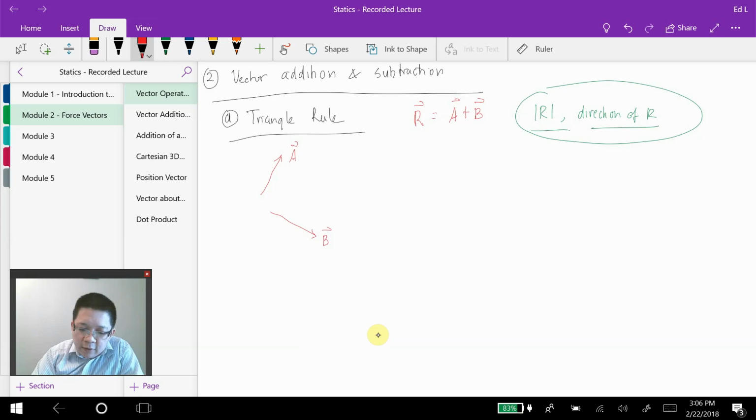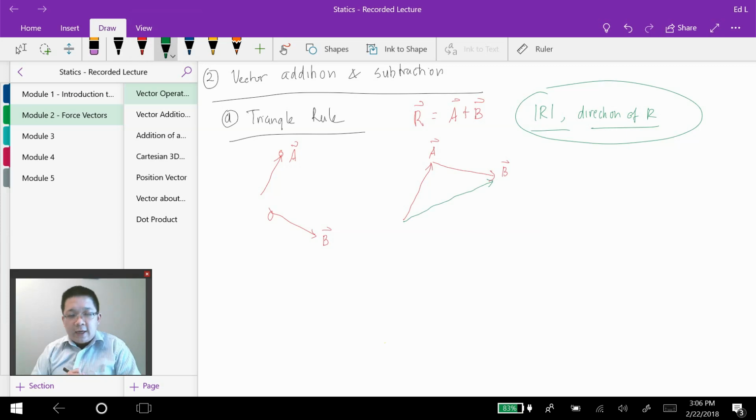So let's see what this triangle rule tells us to do. We have factor A and factor B right here. The triangle rule tells us to move the tail of factor B to the head of factor A. So the resultant factor can be drawn by connecting the tail of factor A to the head of factor B.